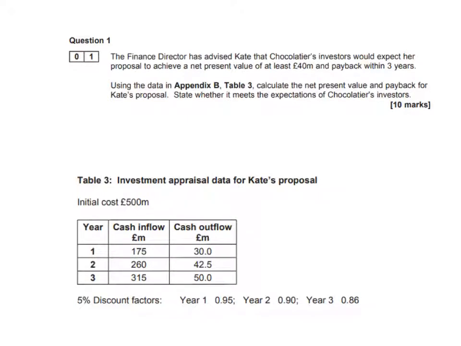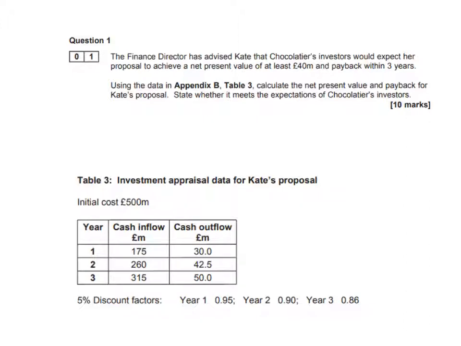So this was an AQA question. The finance director has advised Kate the chocolatier's investors would expect her proposal to achieve a net present value of at least 40 million and a payback within 3 years. Using the data in Appendix B, Table 3, calculate the net present value and payback for Kate's proposal. State whether it meets the expectations of chocolate's investors. So obviously we're just going to look at net present value. There is a video on payback as well, if you have a look at the channel.